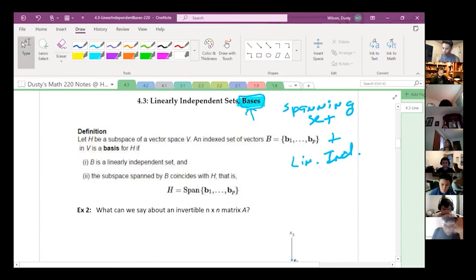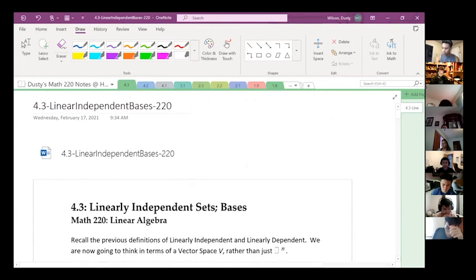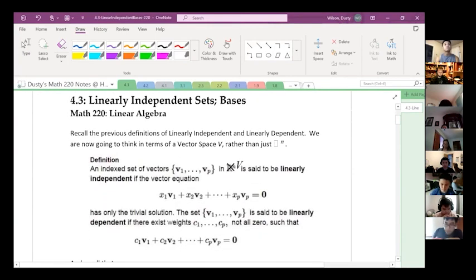All right, so section 4.3, on linearly independent sets and bases. So let's start with some reminders. So recall the previous definitions of linearly independent and linearly dependent. So we're now going to think in terms of a vector space V rather than just being in our old Rn.